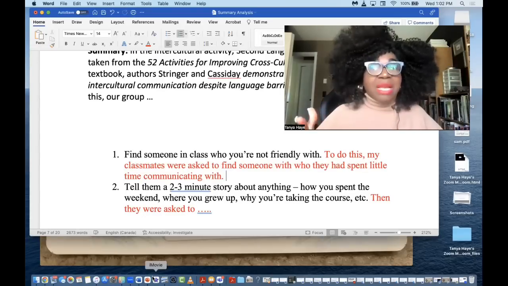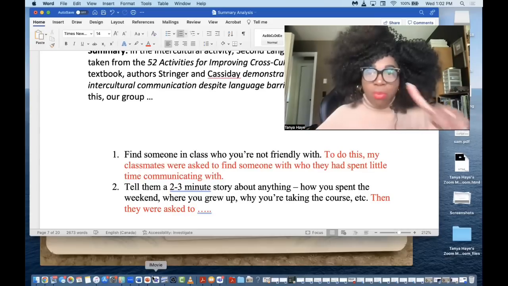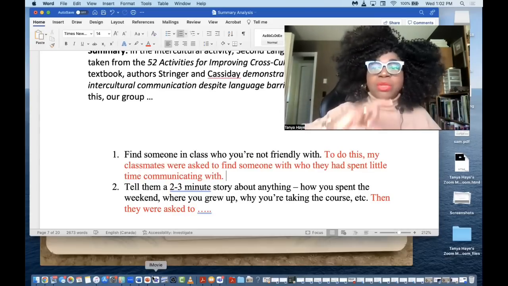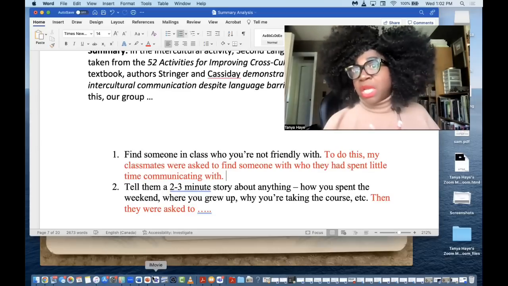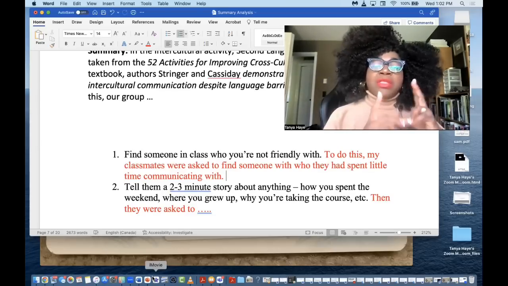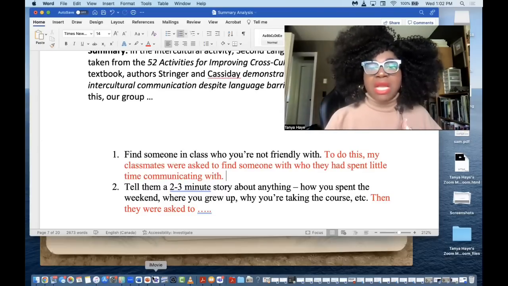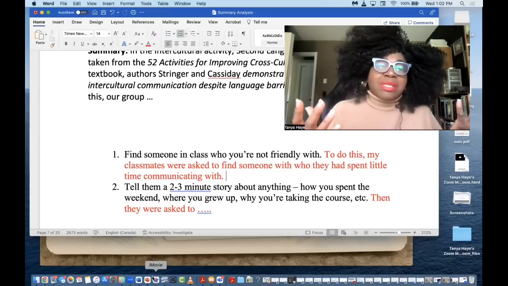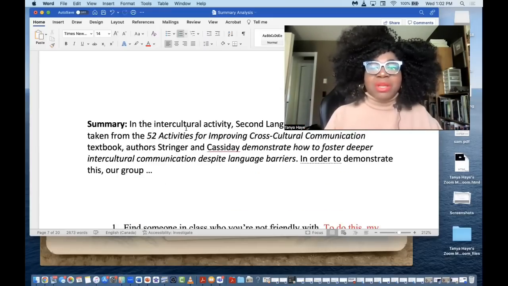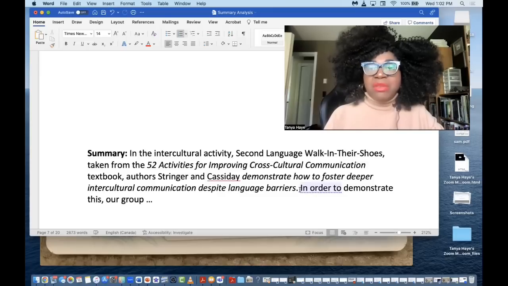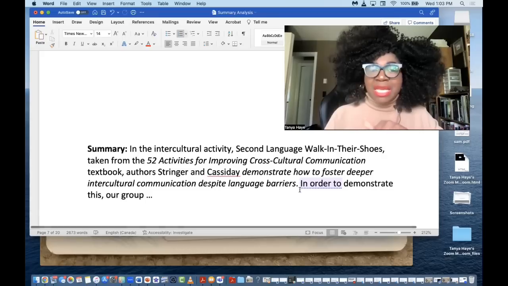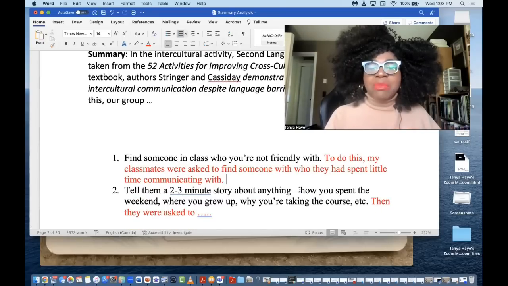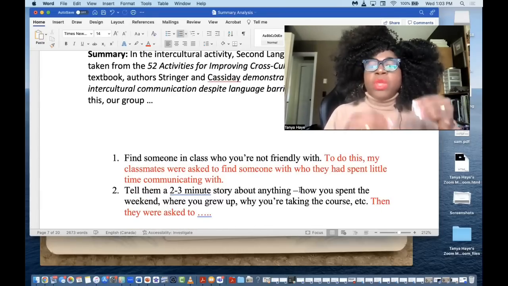So once I'm about to start writing the rest of the summary, I'm going to look back at the process and then I'm going to use a little bit more formal language again. So the first instruction was find someone in class who you're not friendly with. I would then write it something like this. To do this, and I'm saying to do this because I'm continuing from this sentence, in order to demonstrate this, my classmates were asked to find someone with whom they had spent little time communicating with.